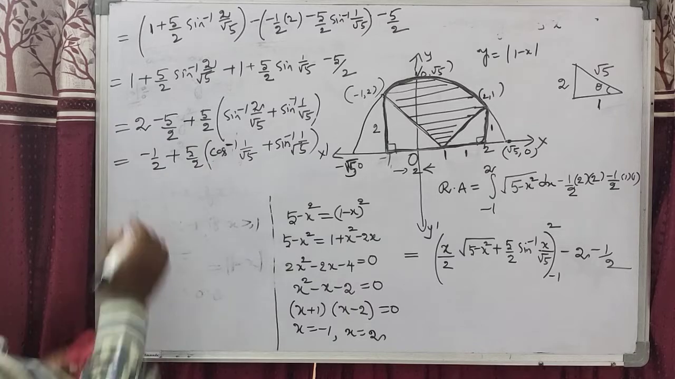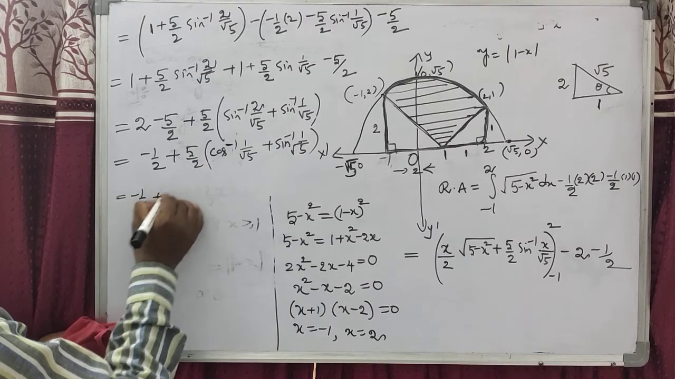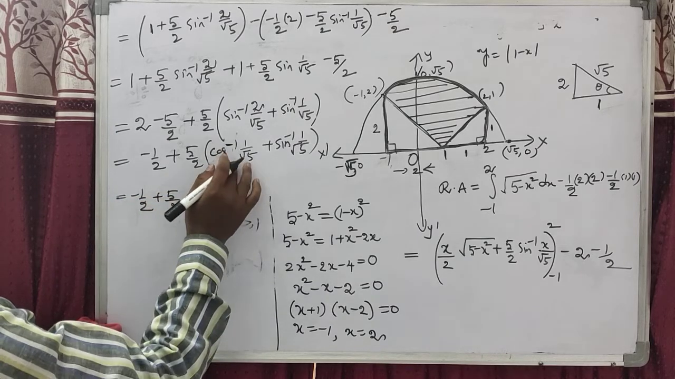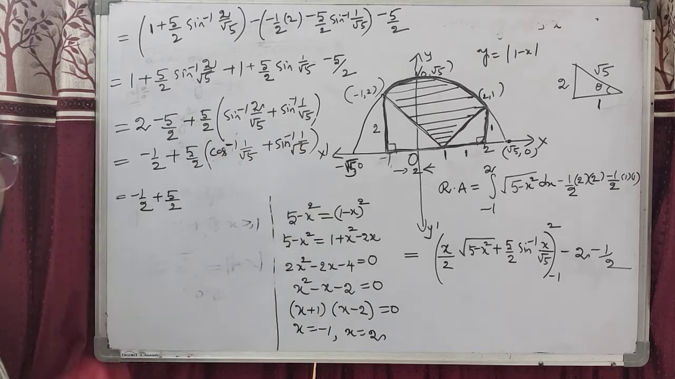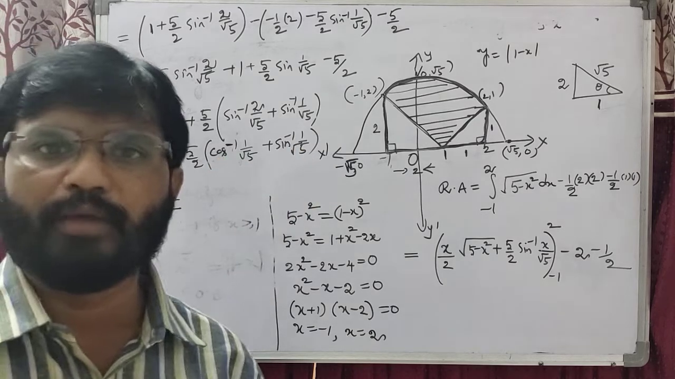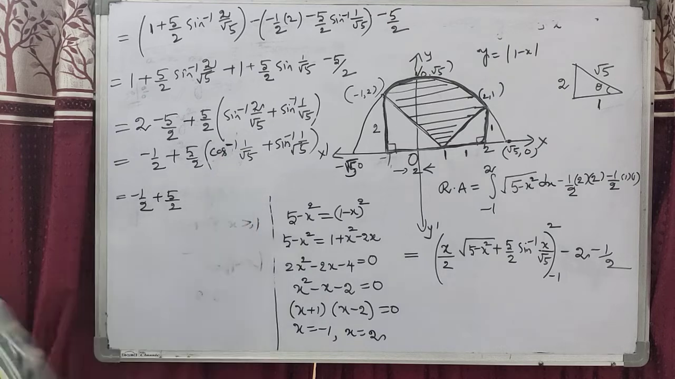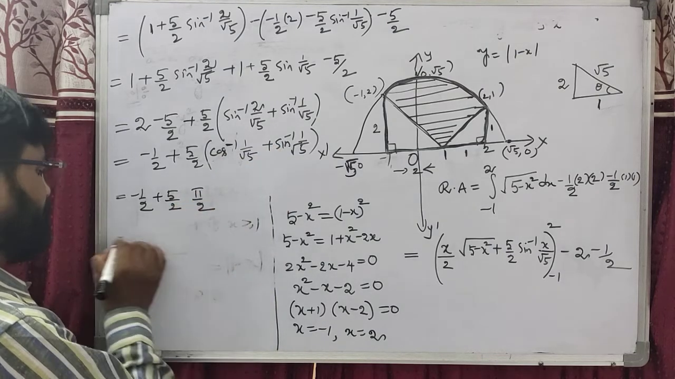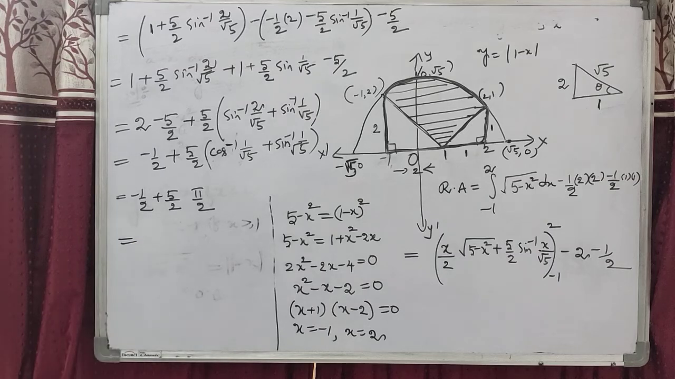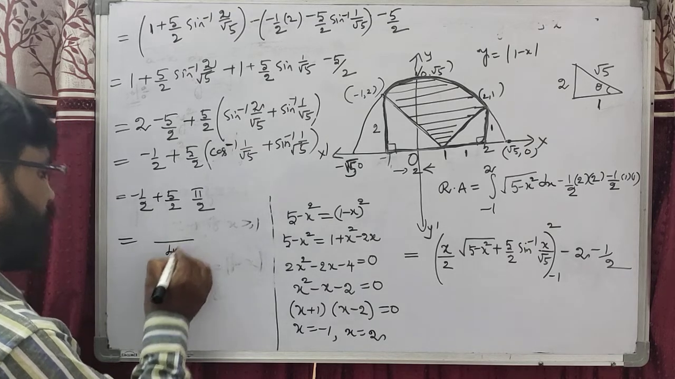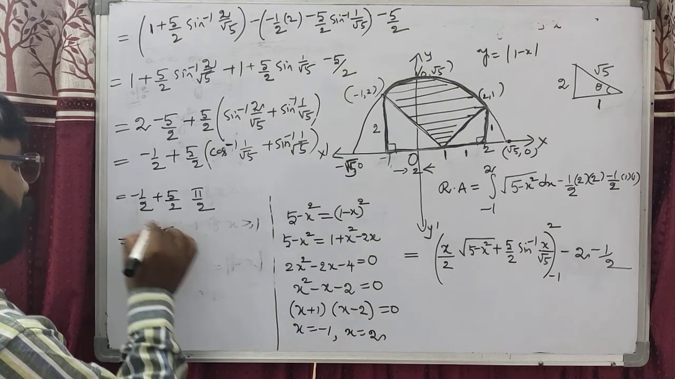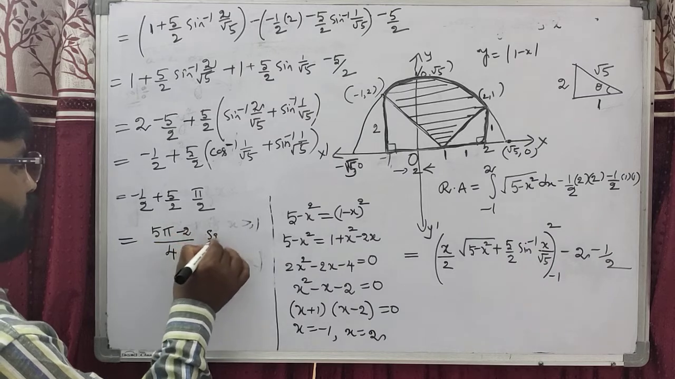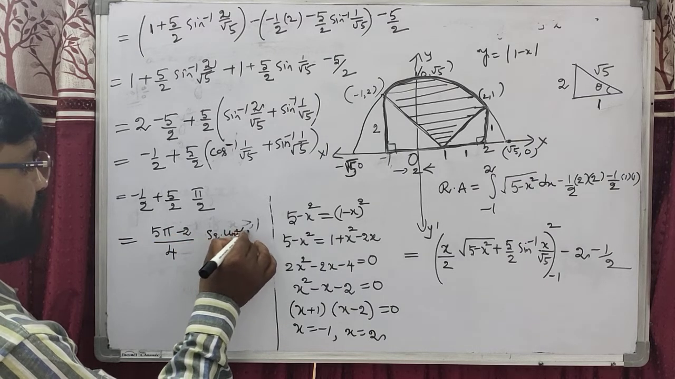You can write minus of 1 by 2, 5 by 2 cos inverse x plus sine inverse x. We have to know in the inverse trigonometric functions, the cos inverse of x plus sine inverse of x is pi by 2. This is 5 pi by 4. When we are taking the LCM it is 4, dear students. So 5 pi minus 2 square units. This is our required answer.